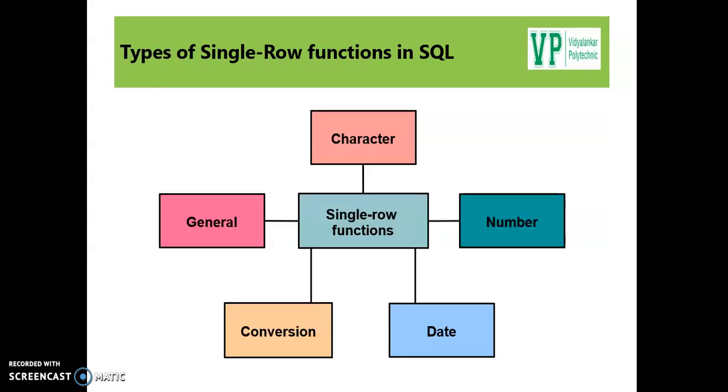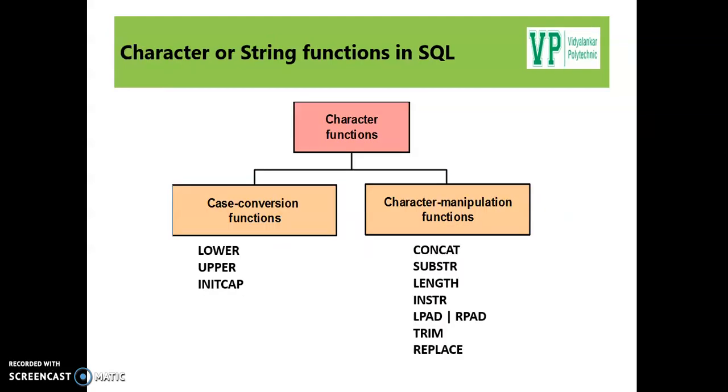So the next is types of single row functions. In SQL, there are various types of single row functions like character, number, date, conversion, and general functions. So let's start with the character functions. Character is nothing but a stream of characters or number of characters.